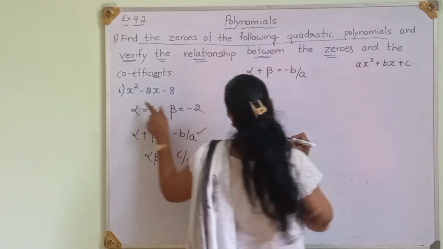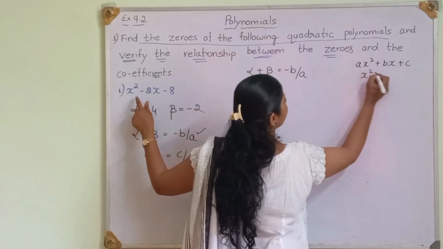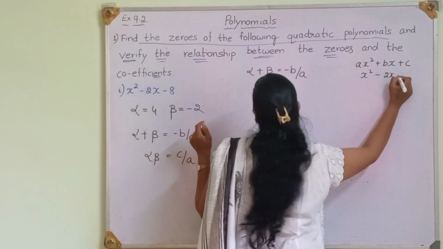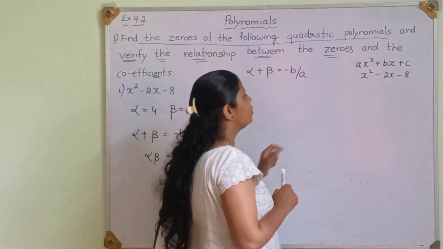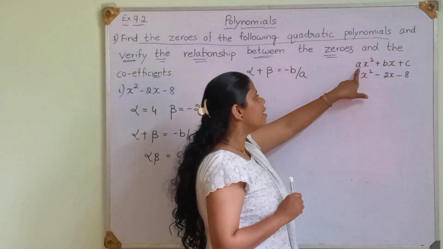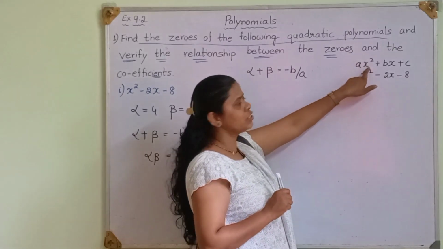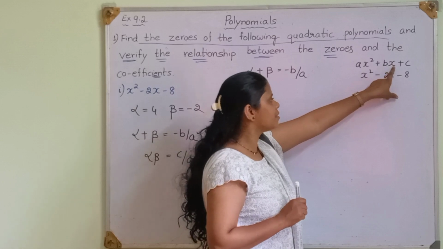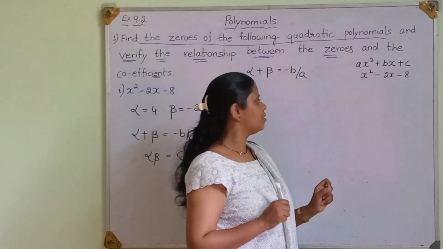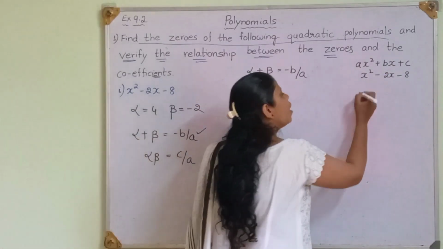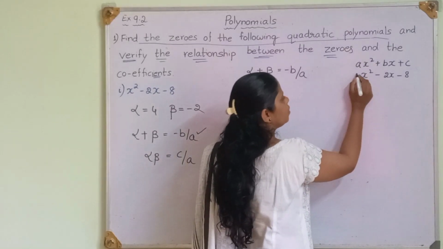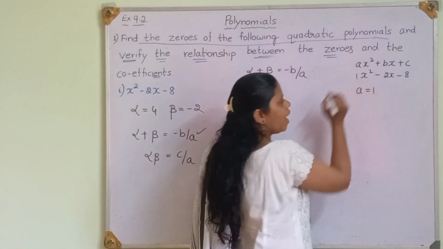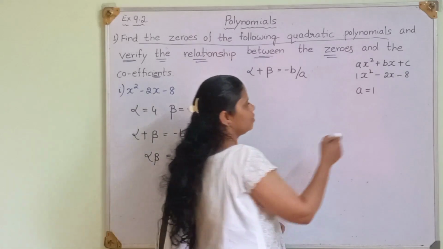That is x square minus 2x minus 8. Look at this. Here a is the coefficient of x square, b is the coefficient of x, and c is the constant. So the value of a is what? 1. Nothing is behind, means we will consider it as 1.